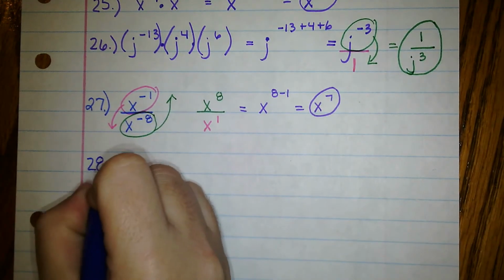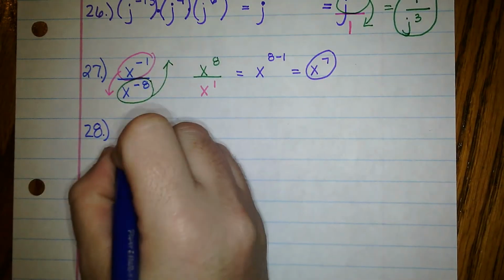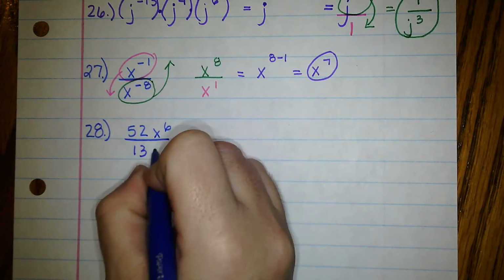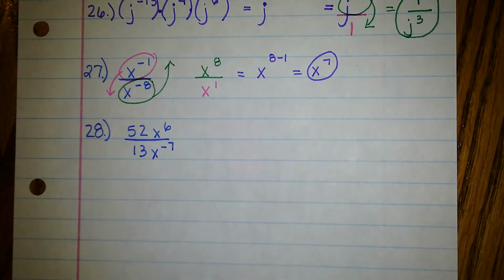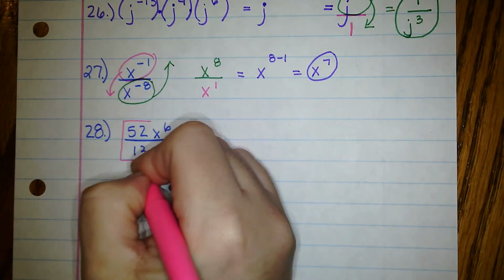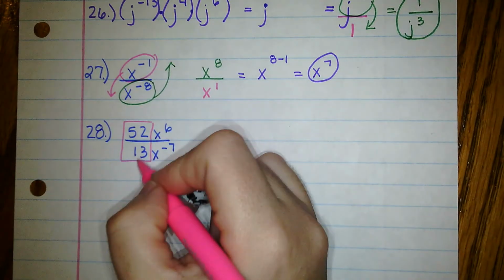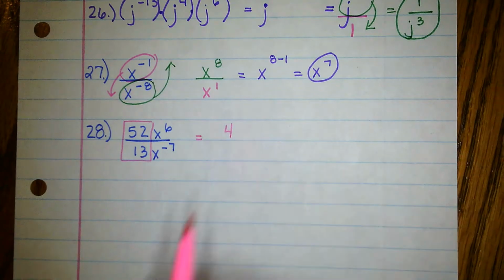28 is 52 x to the 6th over 13 x to the negative 7. So the first thing I want to do is take a look at that 52 over 13. The reason is that this is still a fraction, and I want to reduce that fraction. So I'm going to do 52 divided by 13 and see if it's a common factor. And it is, and it's 4. So this is going to reduce to 4 in the numerator.